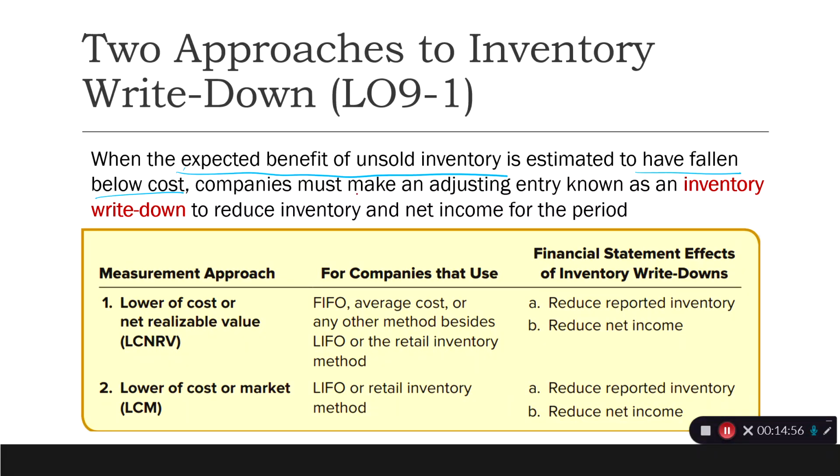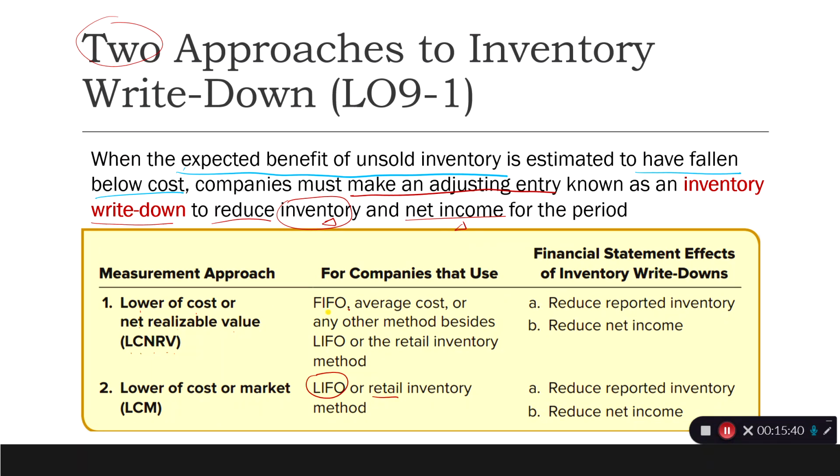So hence that company must make an adjusting entry known as inventory write down to reduce the inventory that's sitting on the shelf, haven't been sold, to the net realizable value, right? Such reduction will have an effect on the inventory account on the balance sheet and net income on the income statement. So therefore, there are usually two measurement approaches to write down the inventory. One we call LCNRV, which is lower of cost or net realizable value. It's a mouthful.